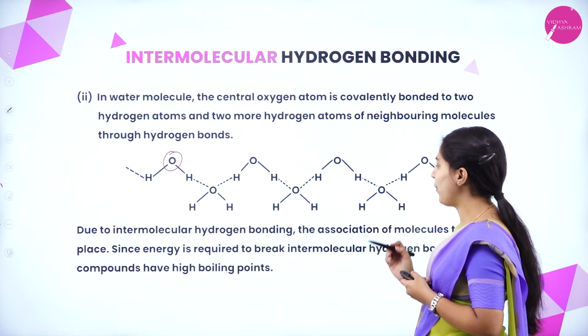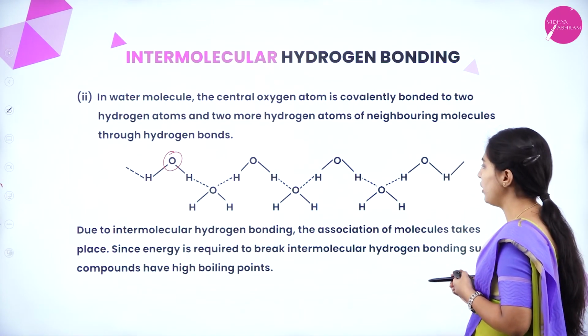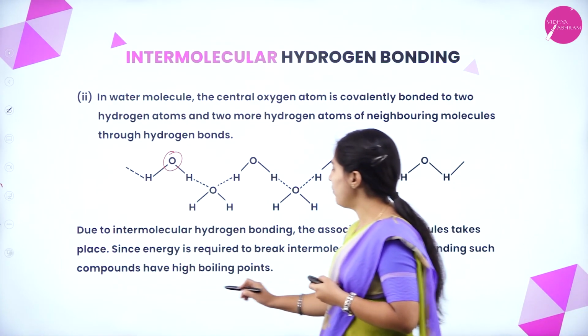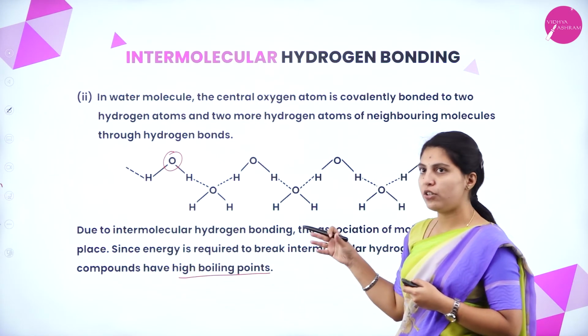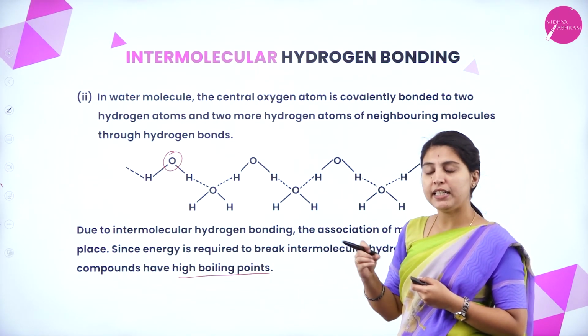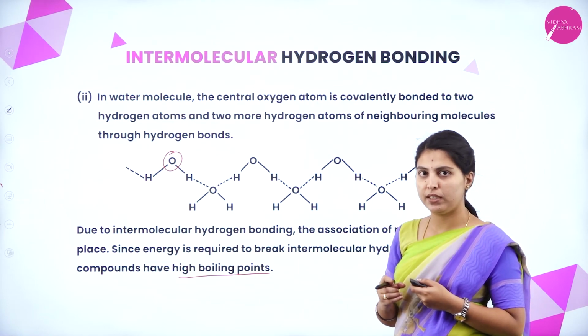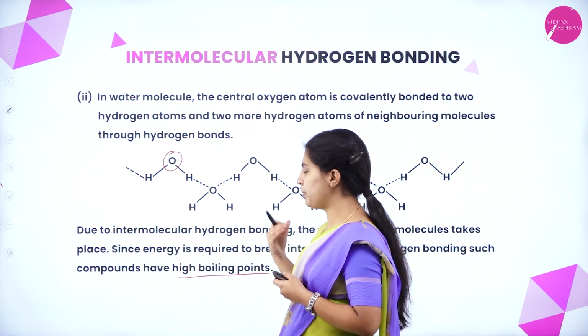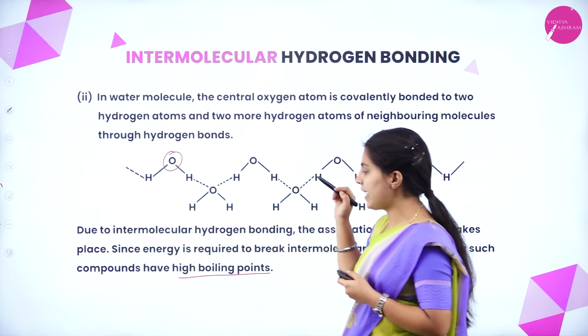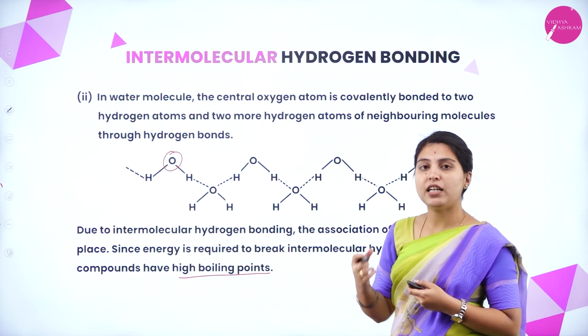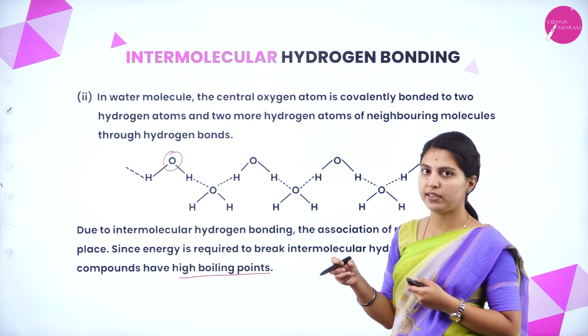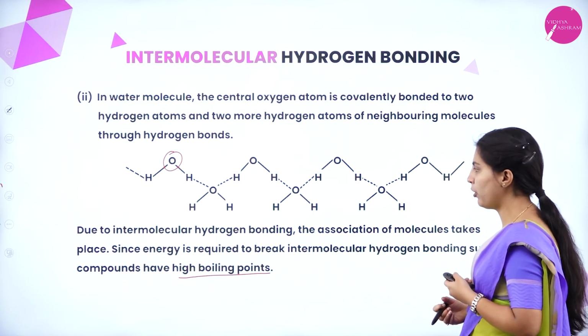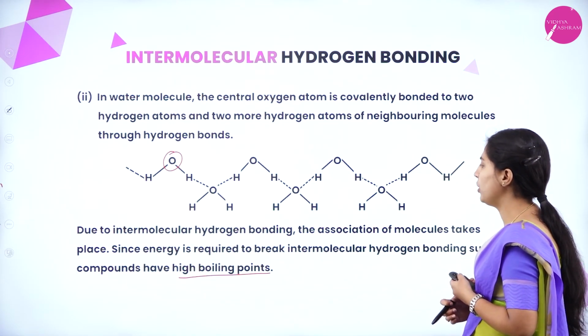Since energy is required to break the intermolecular hydrogen bonding, such compounds have a high boiling point. If intermolecular hydrogen bonding is taking place between the substances, it means it needs a high boiling point, because here the association of molecules in the substance is more. It needs a high boiling point to break that.